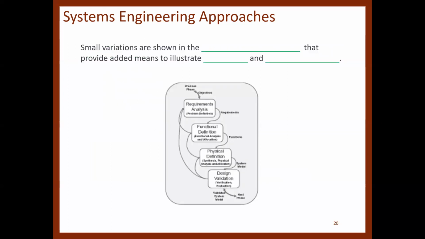Small variations are shown in the waterfall chart models that provide added means to illustrate interfaces and broader interactions. So that's what we are showing here. Now you have more interaction happening between stages in the process. You can go from the bottom to the top, or you can provide feedback to the stages that are before you. So that creates a variation when compared to the linear model that we showed on the previous slide.